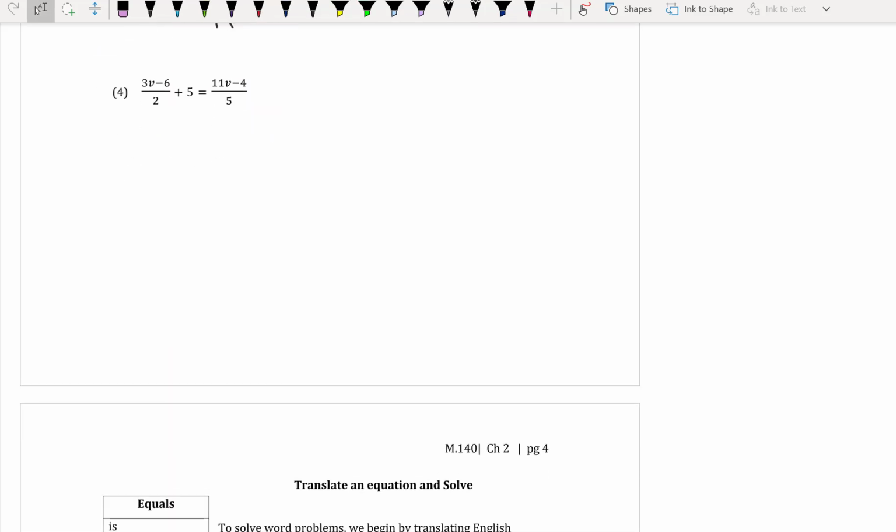Now for number 4, we have fractions. We have 3v minus 6 over 2 plus 5 is equal to 11v minus 4 over 5. So what I want to do is I can multiply by the LCD.